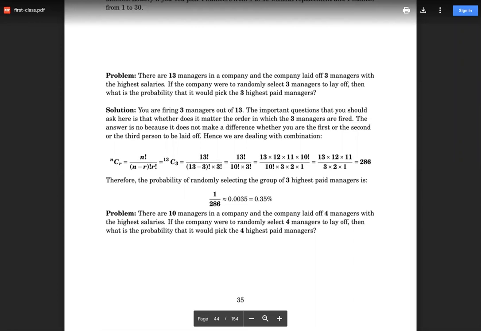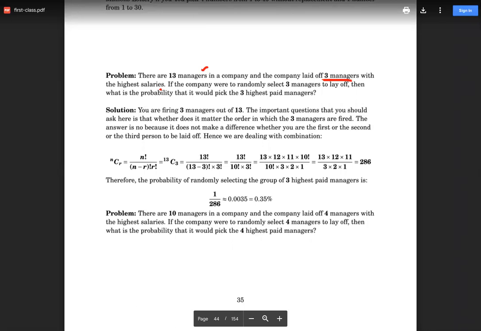So 13 managers in a company, they laid off the 3 managers with the highest salaries. Was there discrimination involved? Times are tough, like right now, and a company is struggling. They have 13 managers. They laid off 3 managers who happen to earn the most in the company. Now they are saying they are being discriminated against because they make more money, probably because they have been there longer, older. Was there any justification for it? We should be asking this question.